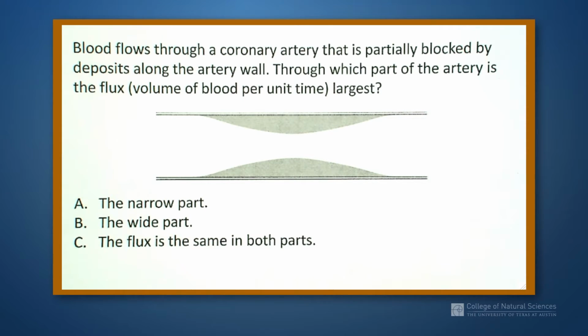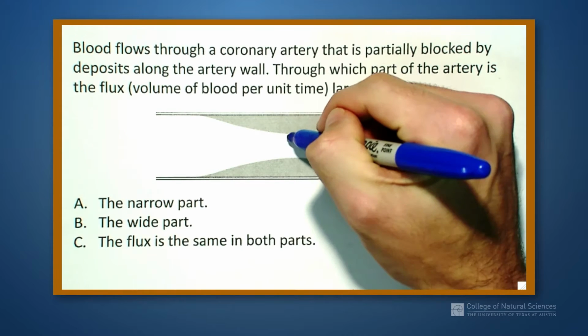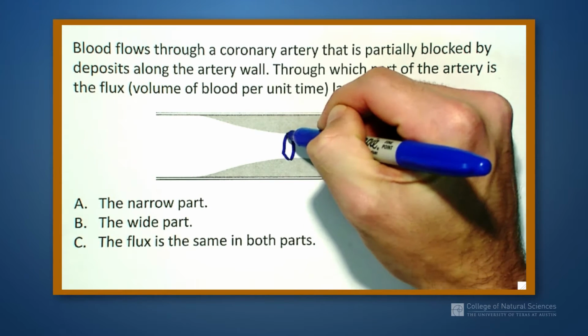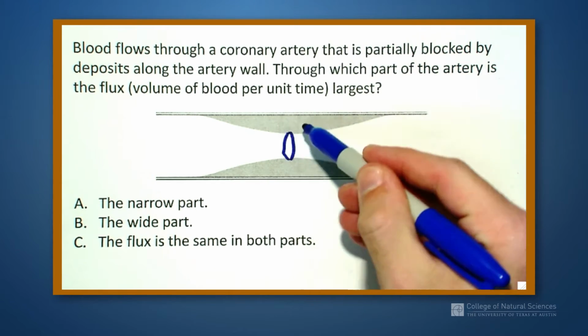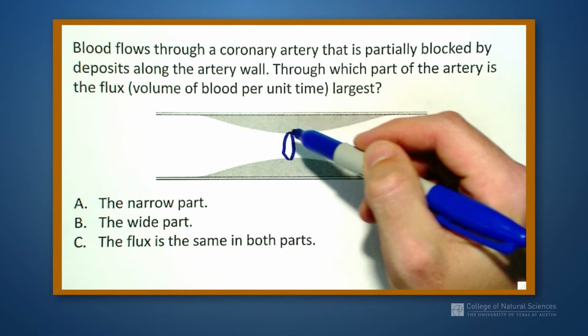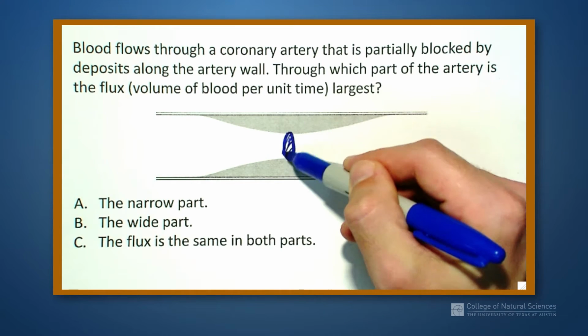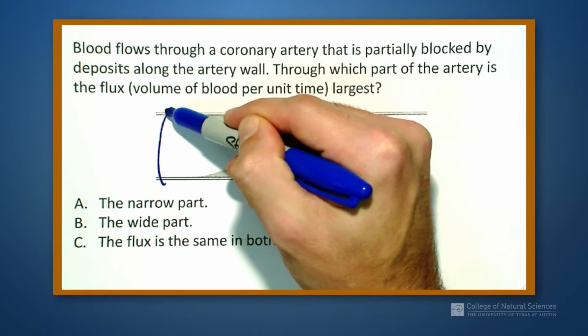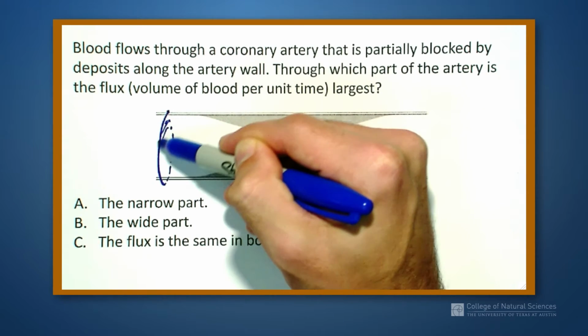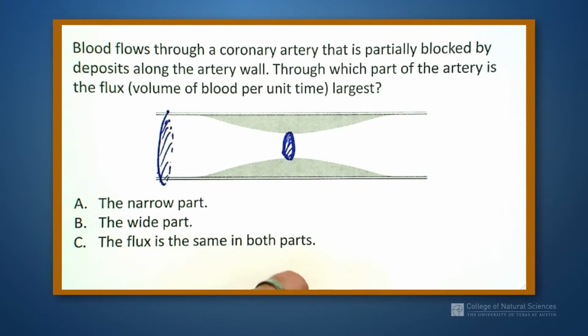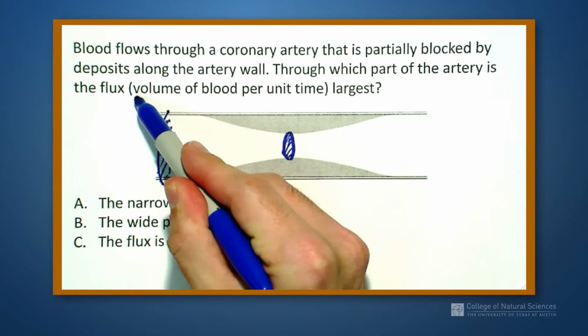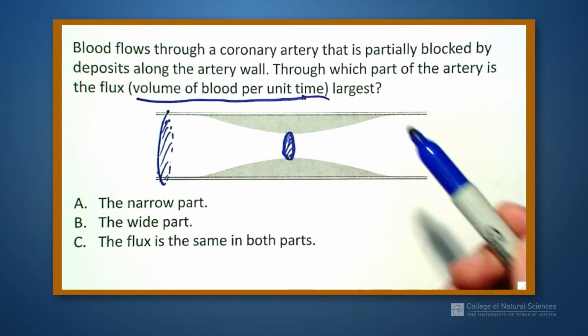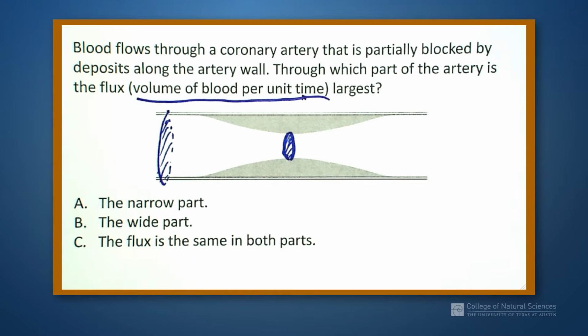largest? So when we look at the concept of flux, if we think of a little area here, a cross-sectional area, we want to know how much passes this point compared to how much passes that point in a unit time. So the volume of blood per unit time. That's what we call flux.